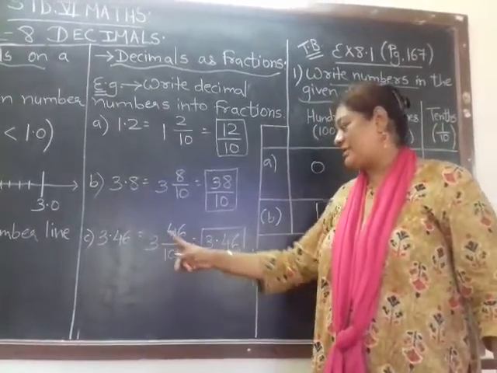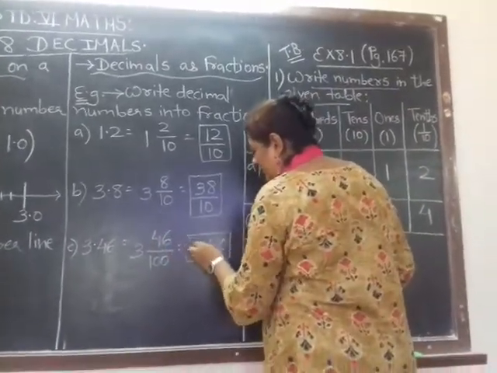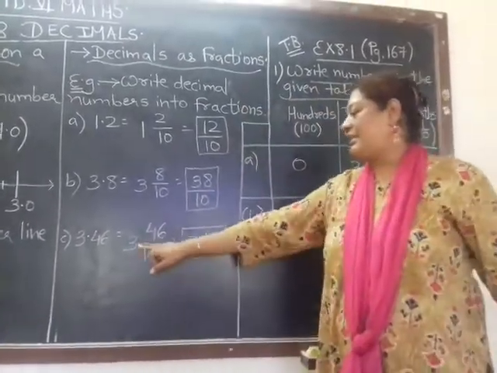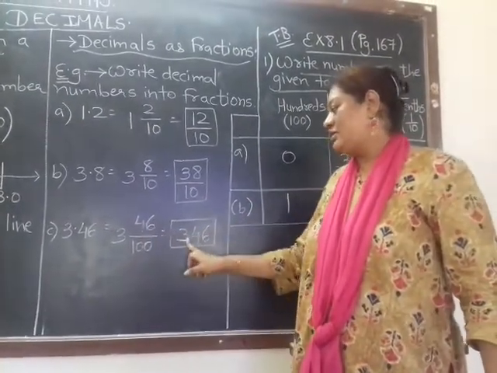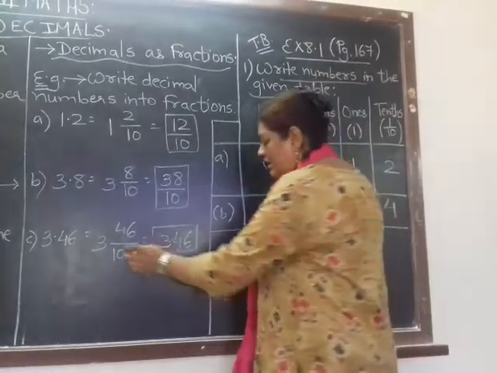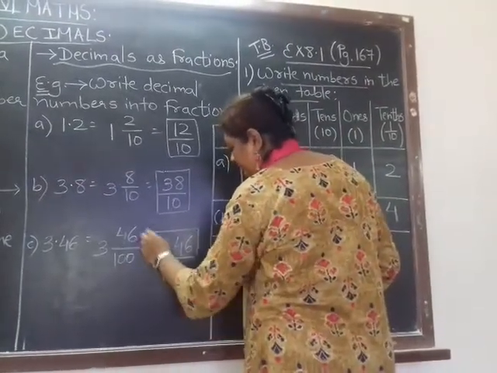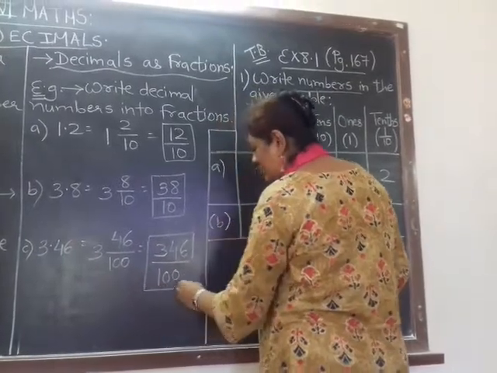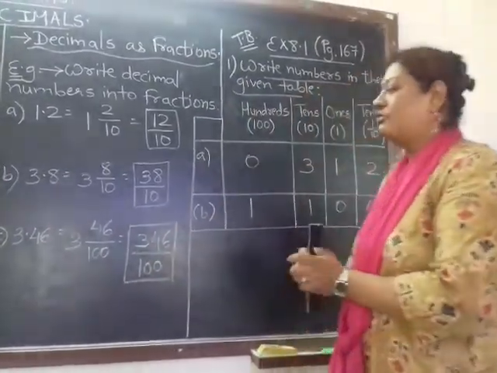Write 3 before 46. Sorry, here I have written. Here this 3 will combine with the numerator 46. So 346 divided by 100. Is this clear? This is your simple fraction. I hope this is clear to you.